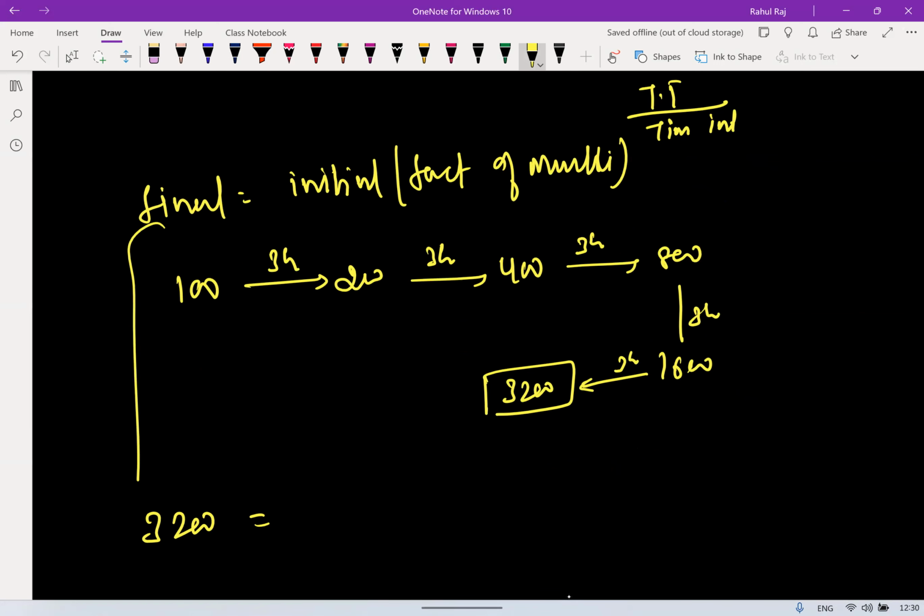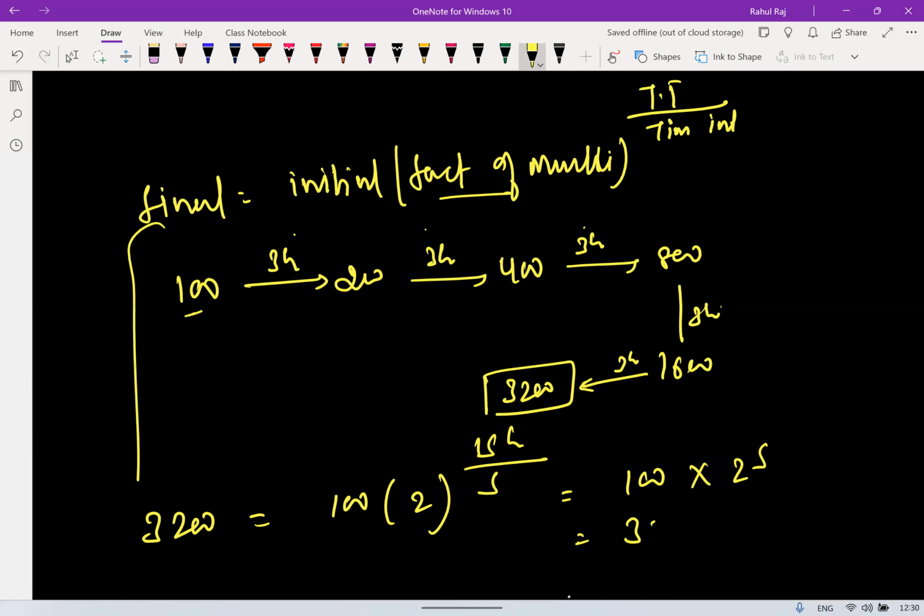And what was the initial amount that you had? $100. What is the factor of multiplication? Your money is doubling, so it is 2. What is the total time taken? 1, 2, 3, 4, 5 intervals, 15 hours. And what is the time interval? 3 hours. So that is 100 into 2 to the power 5, that is 3,200.